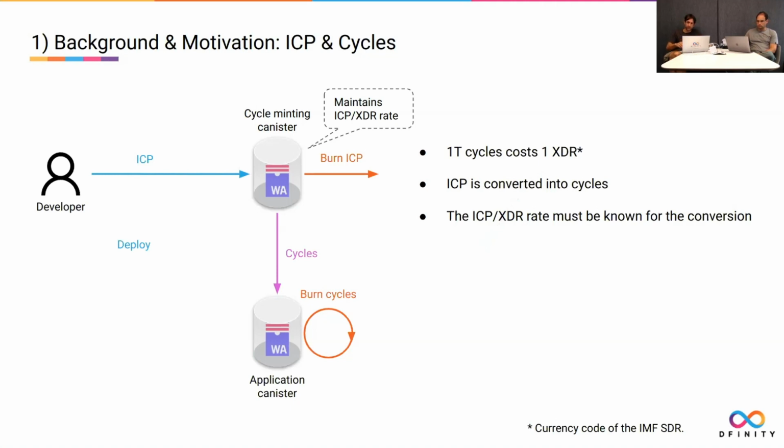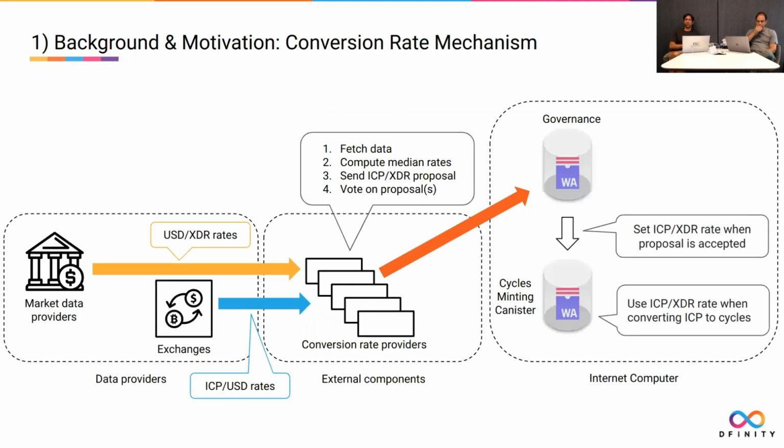So we required such a mechanism from day one, and in fact, we always had such a mechanism. An overview of the current mechanism is shown in this slide. On the left-hand side, we have market data providers. Only these parties know the USD XDR rates. And we have exchanges which trade ICP, so they determine the ICP USD rate. And what we have here in the middle is an important glue component.